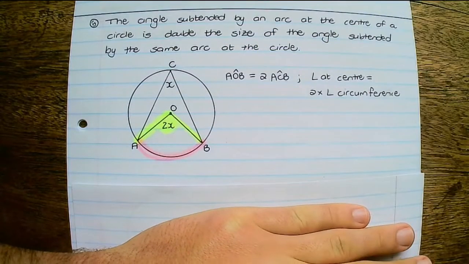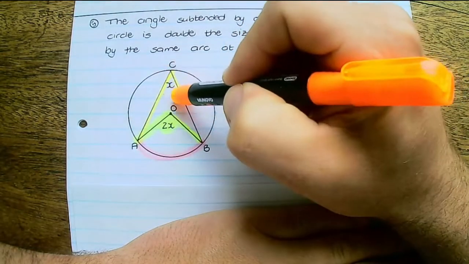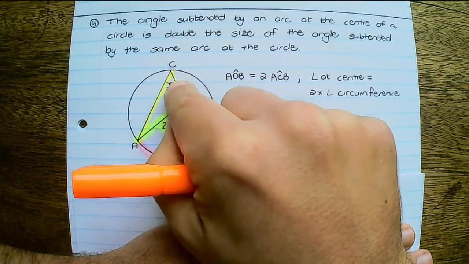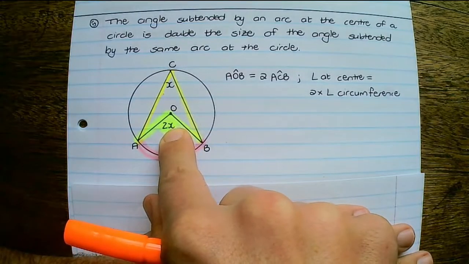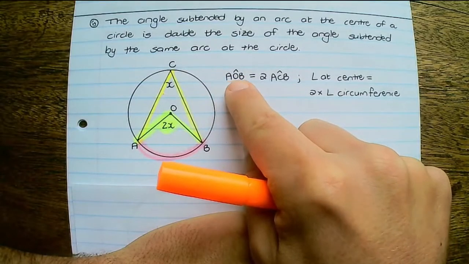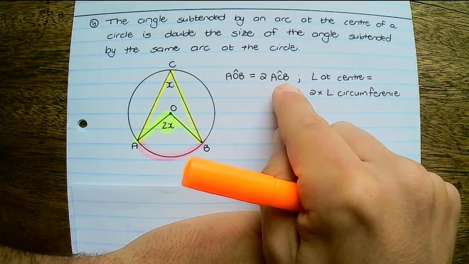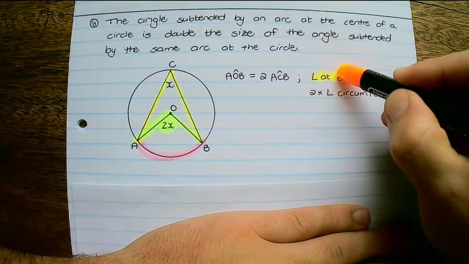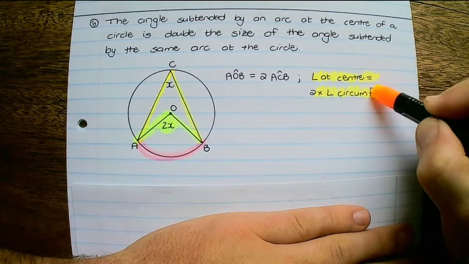And if I have another angle going to that same arc, so going to the points A and B, then that angle at the circumference of the circle is twice the size of the angle at the center of the circle. And the way I write it, I say angle AOB is equal to 2 times the angle ACB, and the correct reason is angle at the center is equal to 2 times the angle at the circumference.